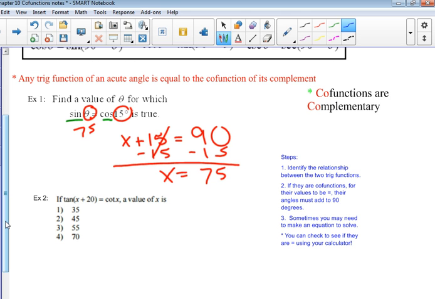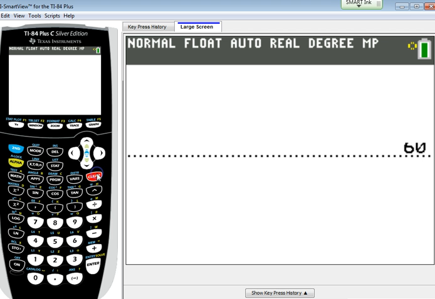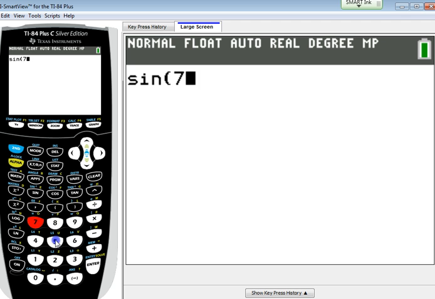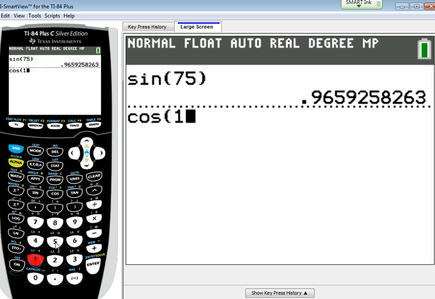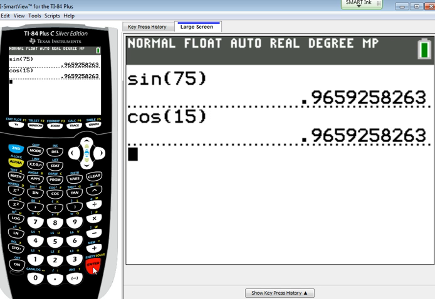Now, let's use a calculator with 75 degrees and 15 degrees. It's saying that if I take the sine of 75, it should be equal to the cosine of 15. So try it out in a calculator. Make sure we are in degree mode. It is the same, which is great. Is it sine 75? Cos 15? Great, they are exactly the same.